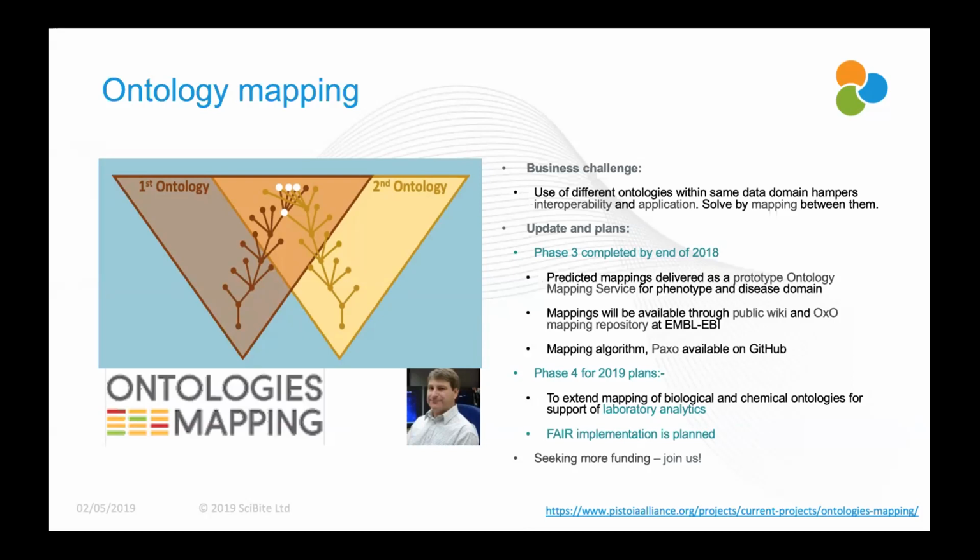So phase 3, which was completed at the end of last year, was around phenotypes and disease, and there's a paper that's under review at the moment about that, and there's more info on the website there. Phase 4, which is already underway, is to do with lab analytics, so assays and chemicals.